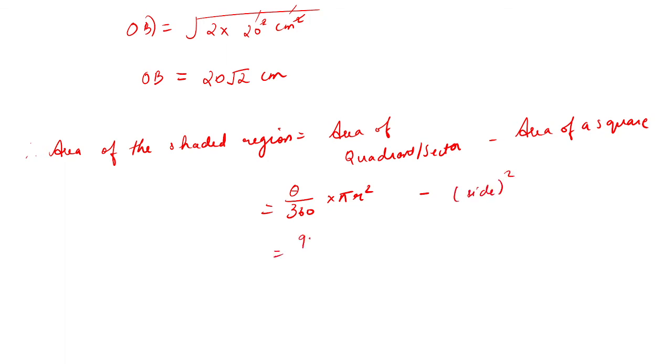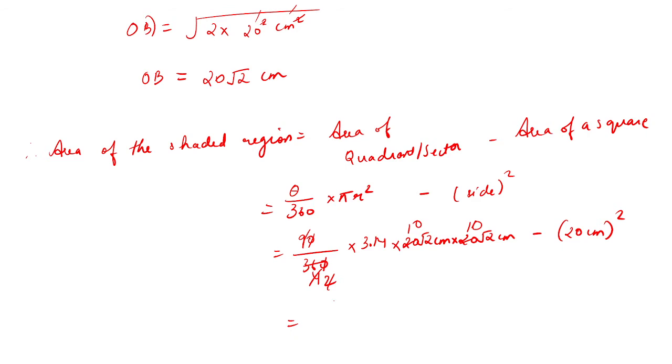So theta is 90 degree, this is 60. Pi, they have written there in the side note that we have to take it as 3.14. Radius is 20 root 2 centimeter into 20 root 2 centimeter minus side square, 20 centimeter square. So you can just cancel out 9 into 4, 2 into 10, and 2 into 10. Clear? So what do you have?